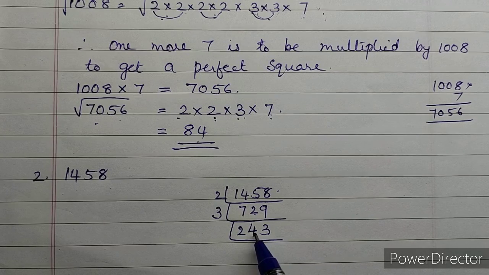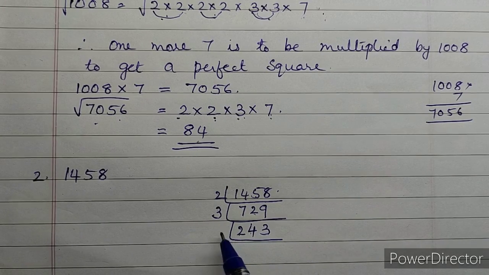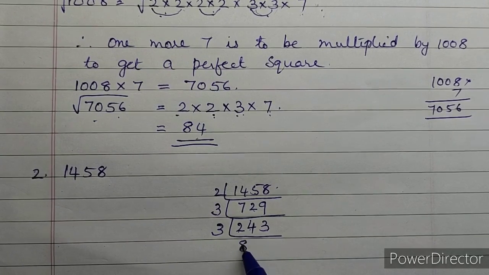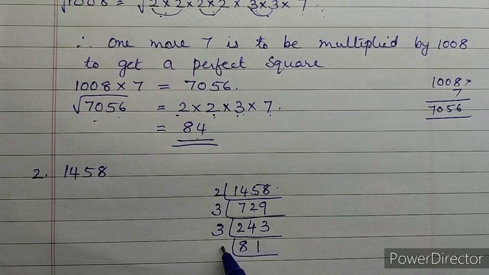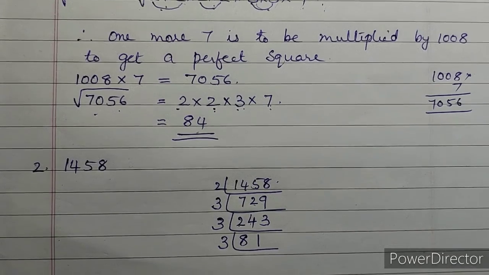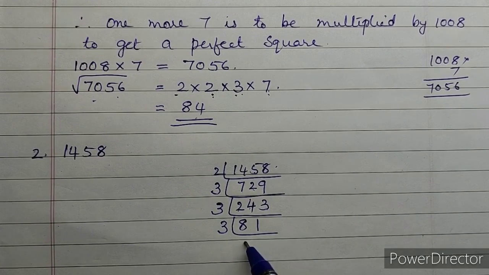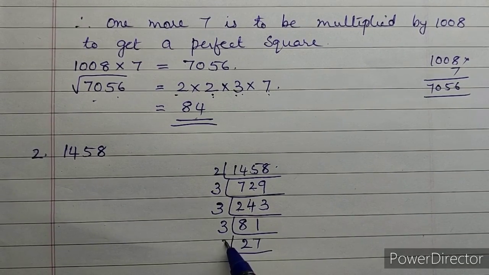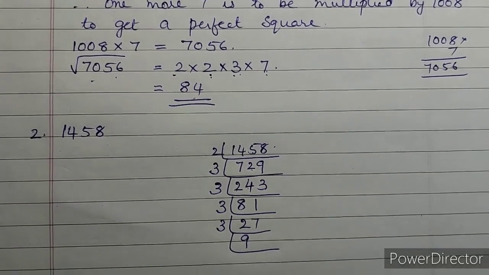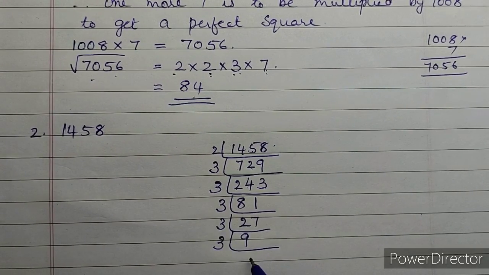So 3 you just check it, 2 plus 4, 6, 7... it is divisible by 3. So 3 times 8 is 24 and 3 times 1 is 3. Again 27, you can divide by 3 only. So 27 again by 3, 9, again by 3 and 3.